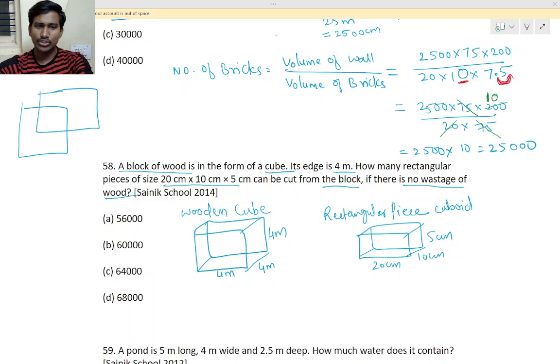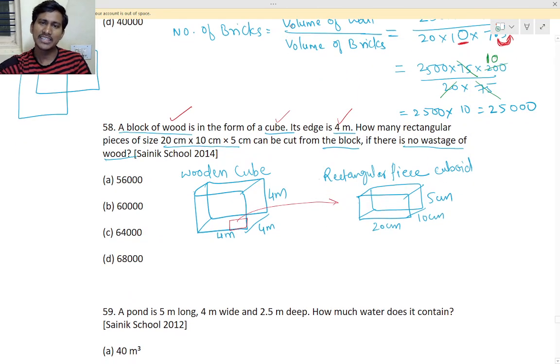Let us solve question 58 now. A wood block is there, a cube of edge 4 meter. How many rectangular pieces of size 20 centimeter by 10 centimeter by 5 centimeter can be cut from the block if there is no wastage? So this big wood is there, and in this big wood they are cutting the small pieces. That piece size is given here. So how many pieces will be cut is the question.